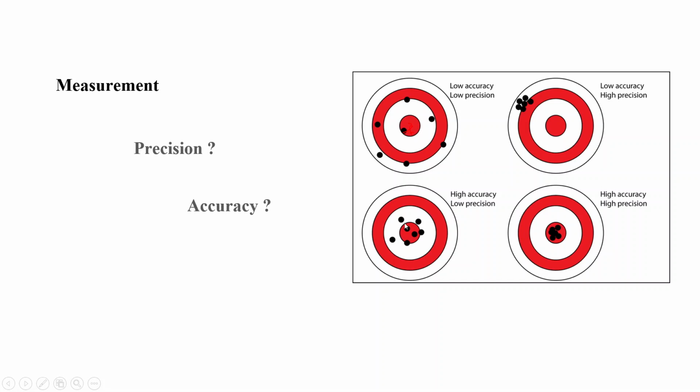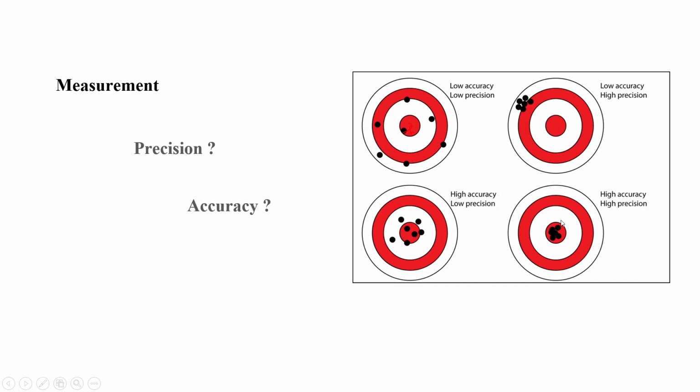Whereas if we see this picture here, all these attempts are far away from each other, but they are very close to the center of the target. That means the precision is low, but the accuracy is high. If we see this one here, all the attempts to hit the center are close to each other and close to the center of the target. That means this resembles high accuracy and high precision.